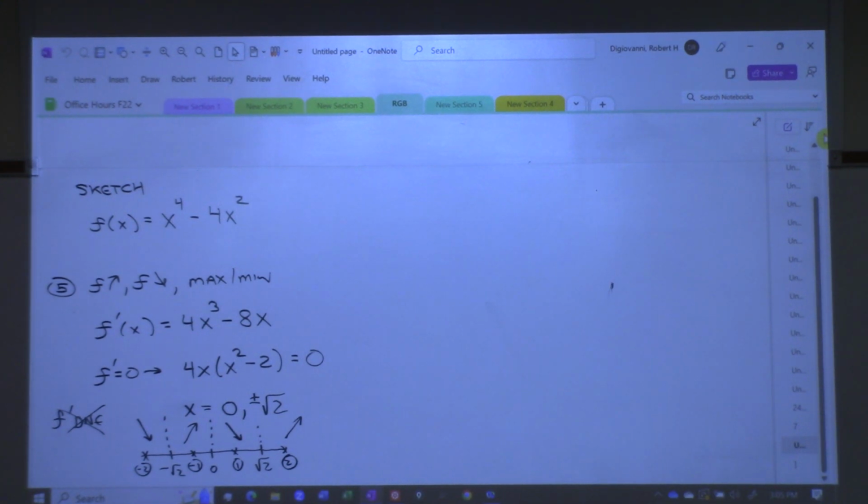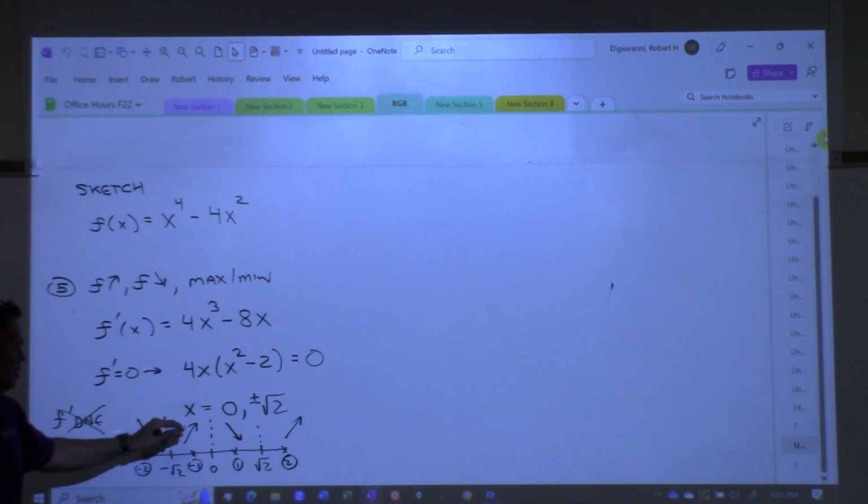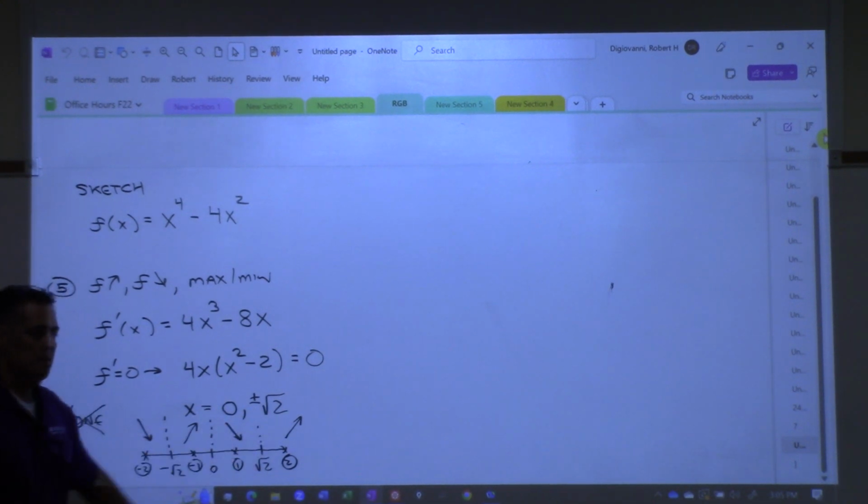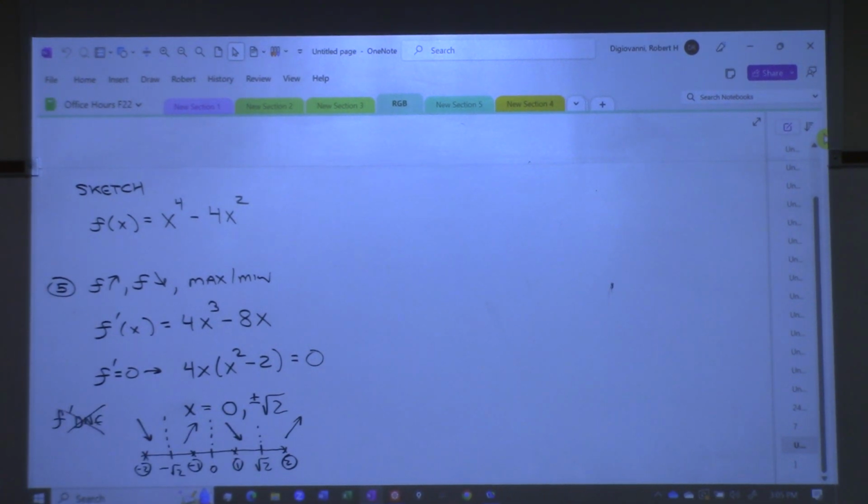All right, so we've got that. You see where we have a local min? Local min, local max, local min. I'm not going to write them down. I'm just going to keep going.